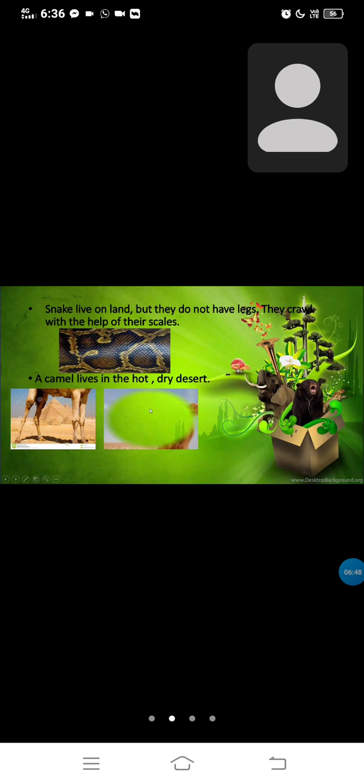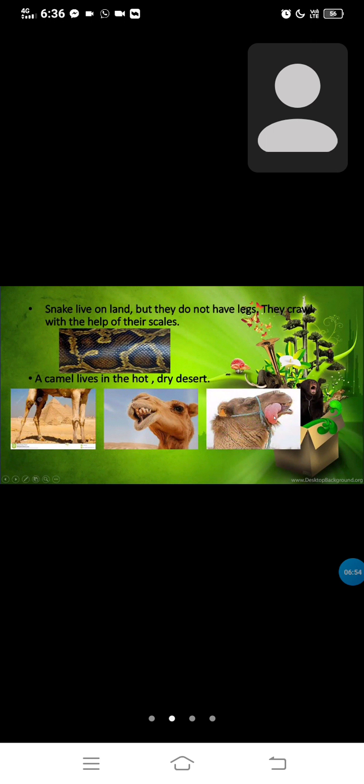A camel lives in a hot dry desert. Its long legs keep the body away from the hot sand, while its thick lips and tongue help it to eat the thorny bushes found in the desert. And the camel's hump is a storehouse of fat that it uses when it does not get any food or water for a day. Here you can see the camel's long legs, the camel's thick lips, and the camel's tongue.